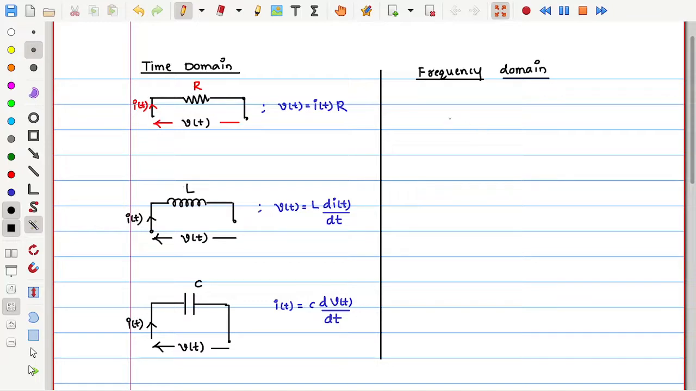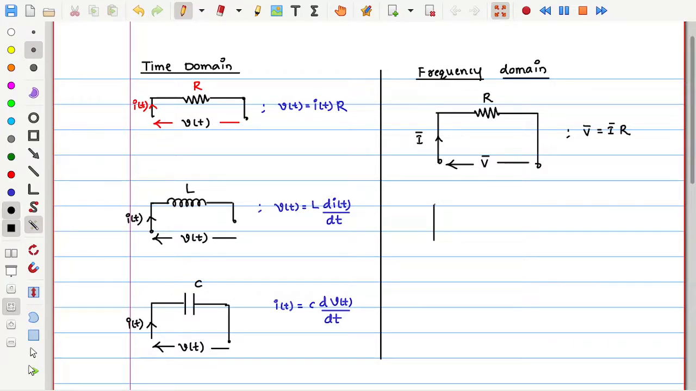Let us see again these elements in the frequency domain, how we represent them. If we have a resistor R, its equivalent in frequency domain is also represented as R, and if the voltage across this is V bar, which represents the phasor form of this voltage V of t, and it results in a current of I bar, which represents the phasor form of this I of t, then in frequency domain we can write the phasor relationship between voltage and current as V bar is equal to I bar into R. This is the voltage current relationship for a resistor.